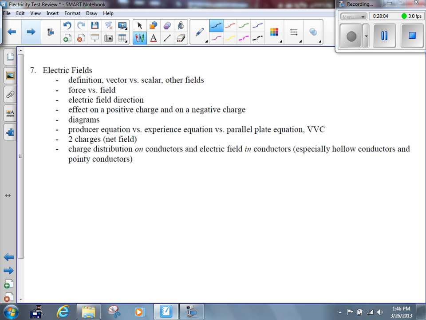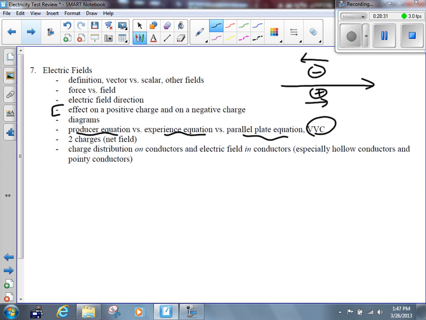We talked about electric fields. This is a big one right here, the effect on a positive charge and on a negative charge. Here's a field to the right. Positive is going to be pushed to the right. Negative is going to be pushed which way? To the left, opposite to the direction of the field. My equations: 3 equations, producer, experiencer, parallel plate equation, VVC, variable value changing again with any of those equations.